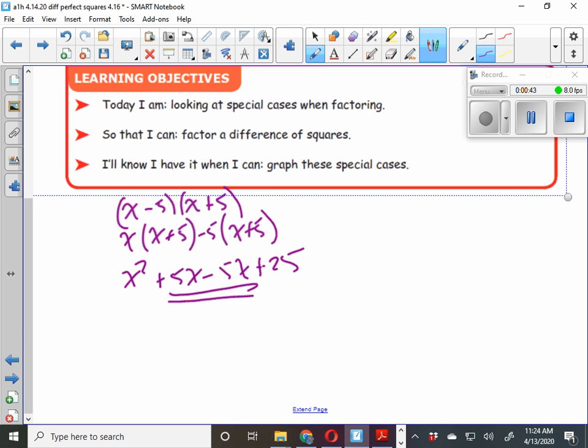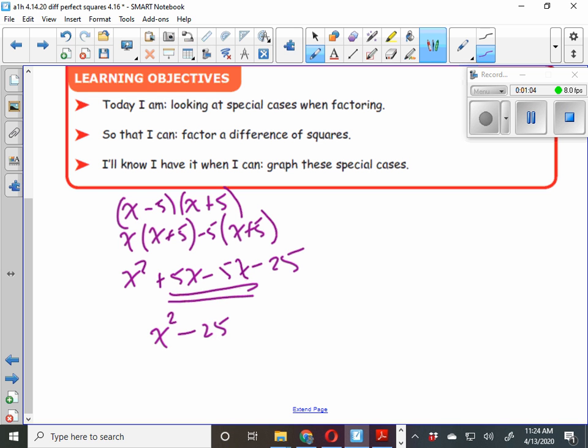And notice that those are going to subtract out, and I made a mistake here, you guys, don't let me do that. Minus 25, they subtract out, and you end up with x squared minus 25.